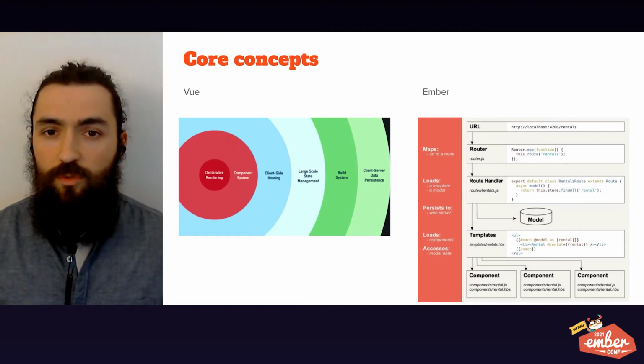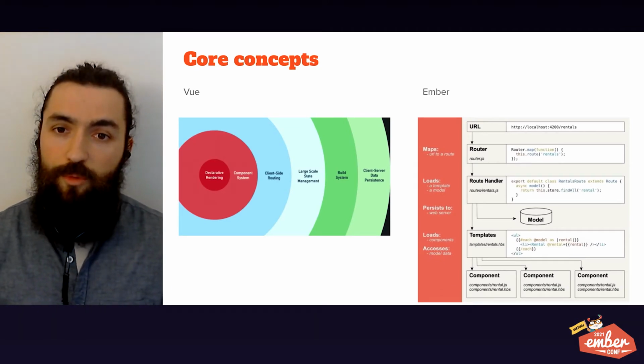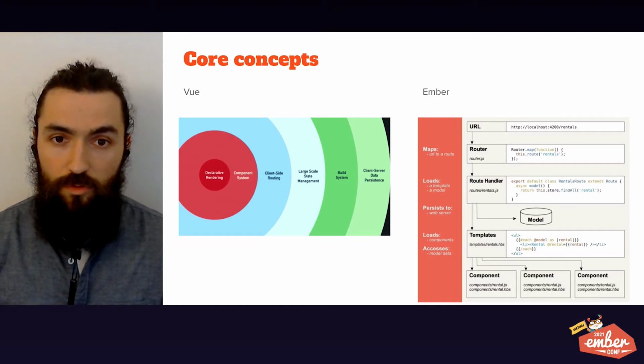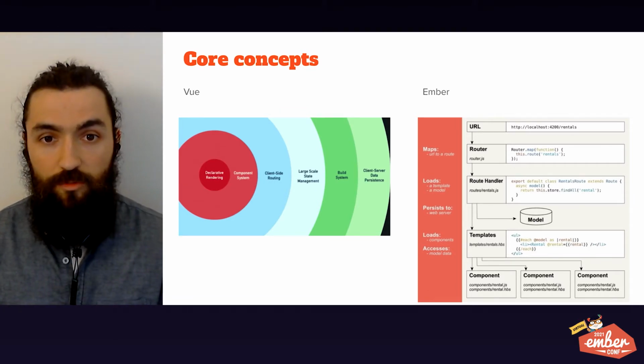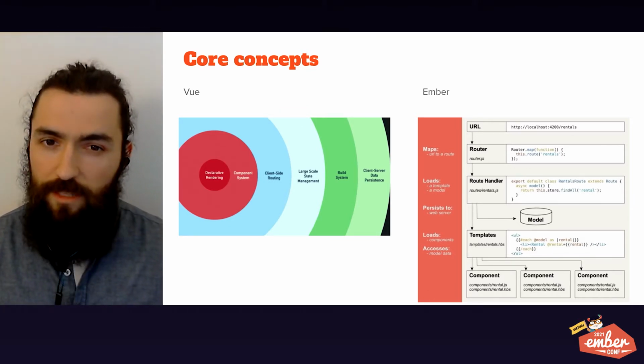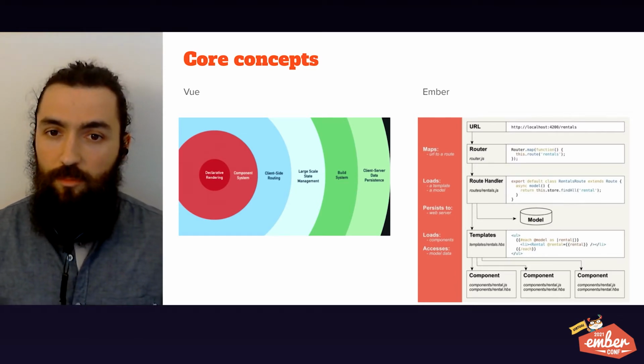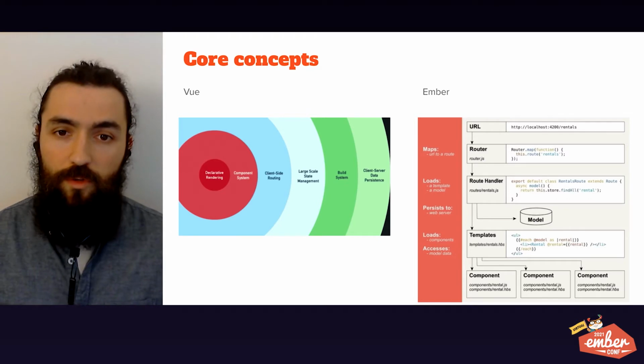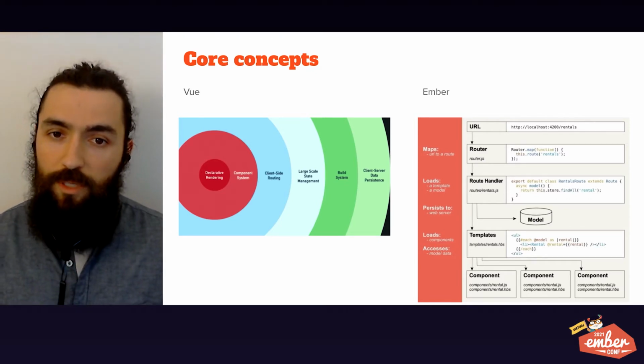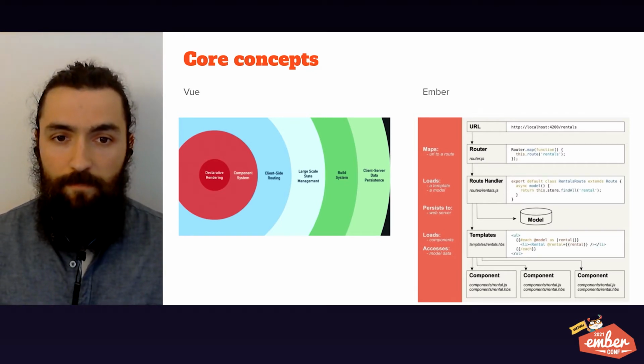I want to start with these two diagrams. The first one comes from a presentation from Evan You, Vue's creator, and the second one comes from Ember documentation. I find them useful to describe the ethos of each framework. Vue is designed to be incrementally adoptable, where the code is focused on the Vue layer only, and then you pick your functionalities along the way if you need them.